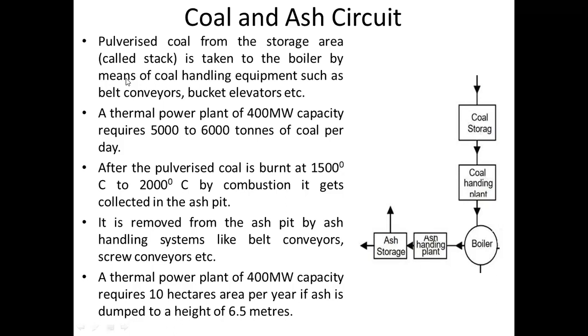So friends, coal from the coal mines comes in stone form. That coal is stored in the coal plant, and then in the coal handling plant we handle the coal, we prepare the coal, and we transmit the coal from one point to another. So here we are saying pulverized coal: coal is converted into powder form in the coal handling plant itself. Pulverized coal from the storage area is taken to the boiler with the help of various coal handling equipment such as belt conveyor, bucket conveyor, etc.